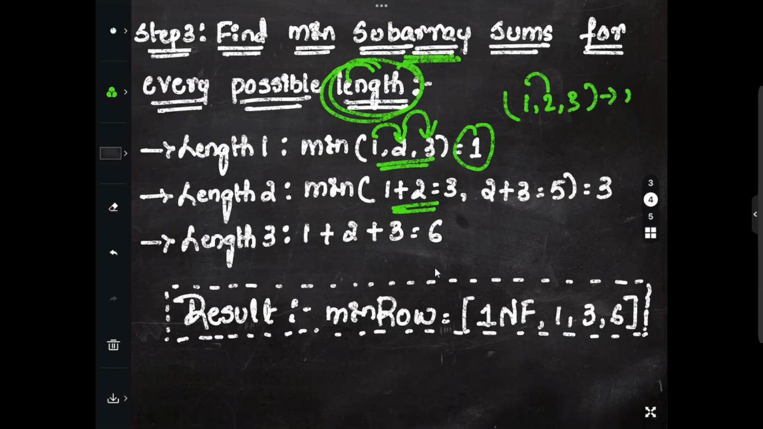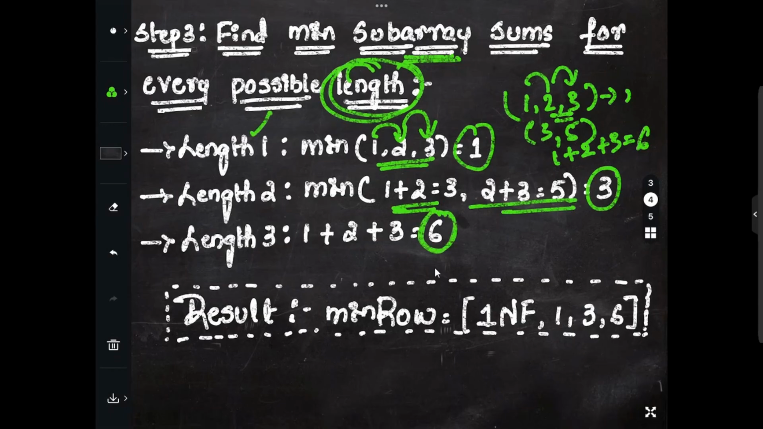Next we are going with the sum of this one and the sum of this one. Nothing but this will be 3, this will be 5. Minimum of 3 and 5 is 3, so we will return 3 here, right? Next we are going with the sum of all the values, 1 plus 2 plus 3, which is 6. So now we got 1, 3 and 6: length 1, length 2 and length 3. So now we got the result 6.